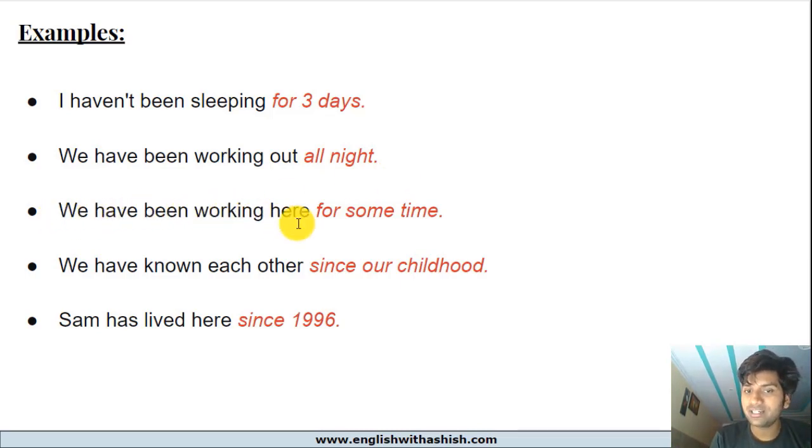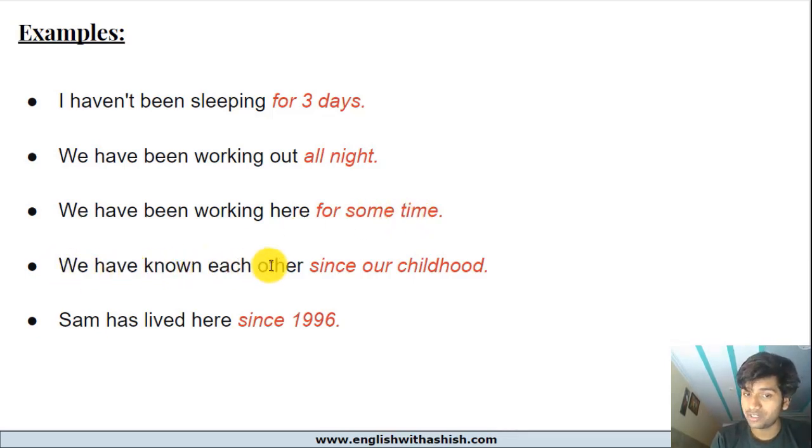We have been working here for some time. We have been working here for how long? For some time. What is that exact time duration? We don't know because we're using some. Okay, for some time, for some months, for some years, still not a particular time period. If we want to show a particular time period, we have to use a number. For 2 months, for 20 days, for 3 years, something like that.